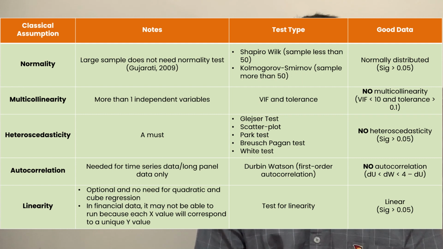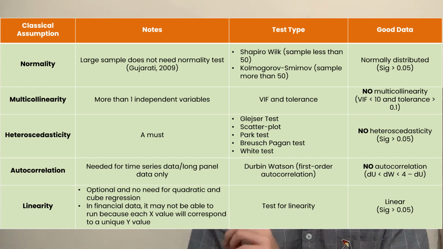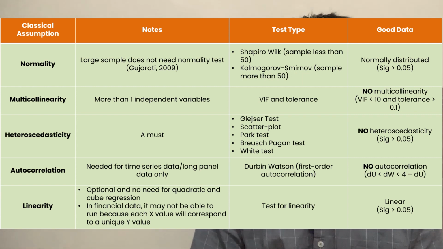The last one is linearity. Linearity, basically, it is optional. You can check it or not check it. You can check it if you want to conduct linear regression analysis to make sure that your model is linear. However, for the financial data, this type of test may not be able to run because each X value will correspond to a unique Y value. Therefore, there will be few cases to analyze that makes linearity cannot be run.